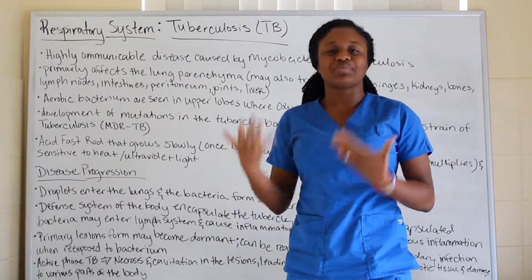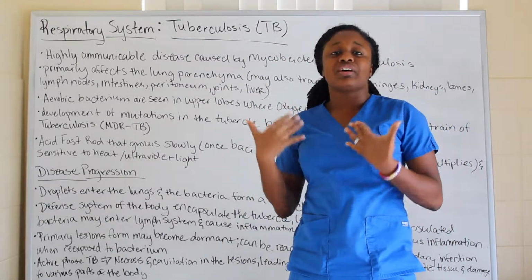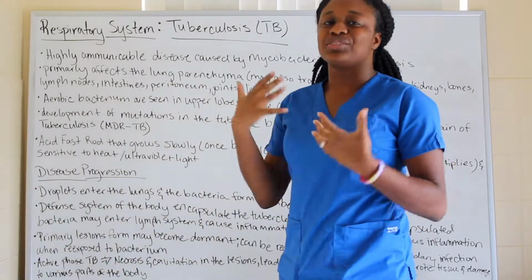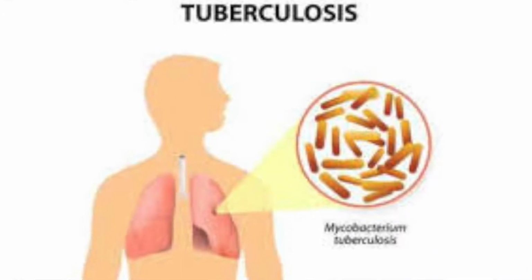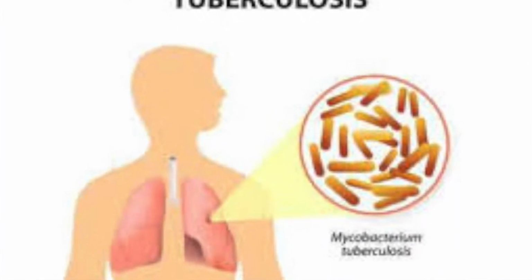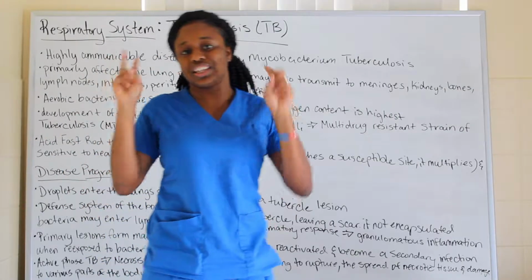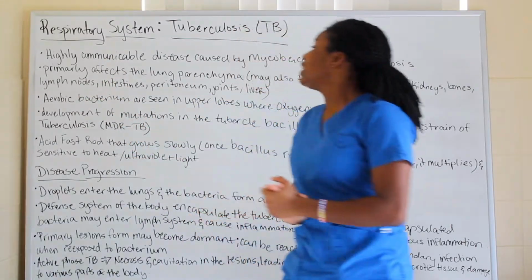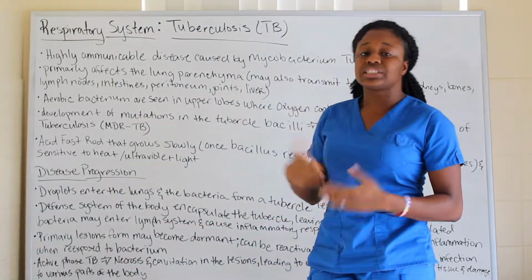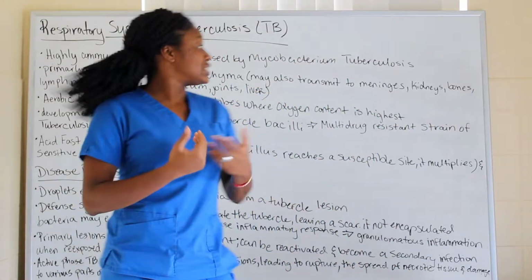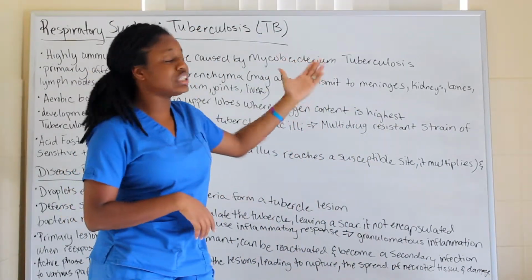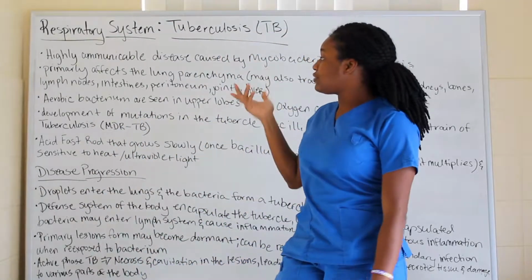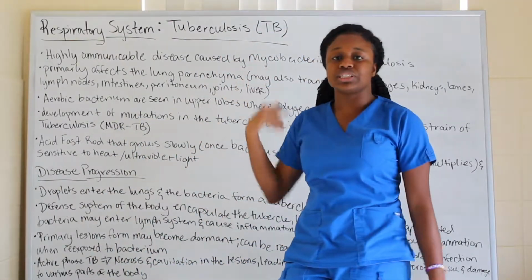Today, as you can see, we're going to be talking about respiratory system tuberculosis, also known as your TB. Tuberculosis is a highly communicable disease caused by the Mycobacterium tuberculosis, hence the word tuberculosis. It primarily affects the lung parenchyma, but is not limited to it: the meninges, which is part of the brain, the kidneys, the bones, lymph nodes, intestines, peritoneum, joints, and your liver.